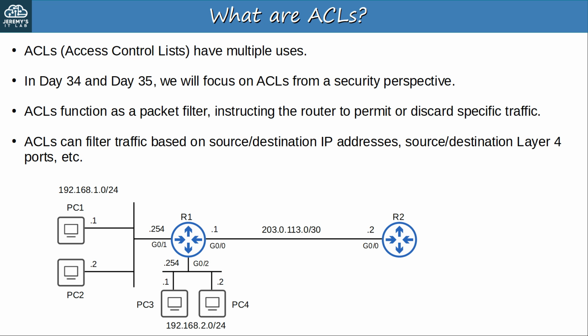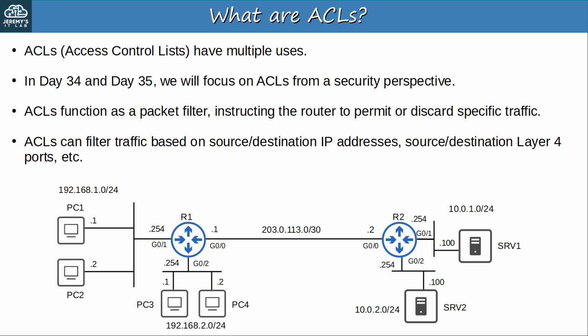The 192.168.2.0/24 network with PC3 and PC4 is also connected to R1. The 10.0.1.0/24 network with server 1 is connected to R2, and the 10.0.2.0/24 network with server 2 is also connected to R2. I'll use this network to demonstrate how ACLs work.